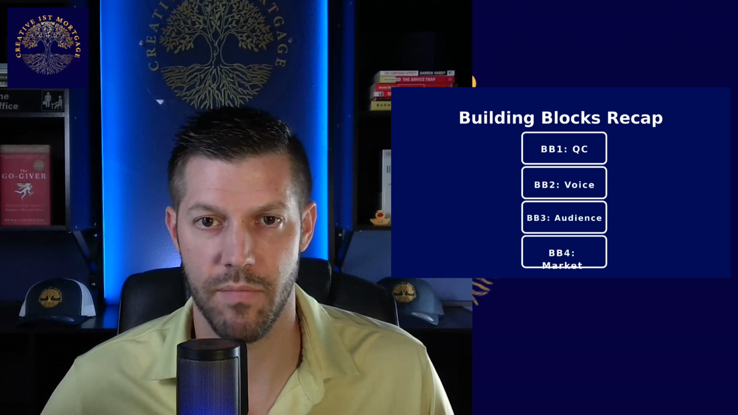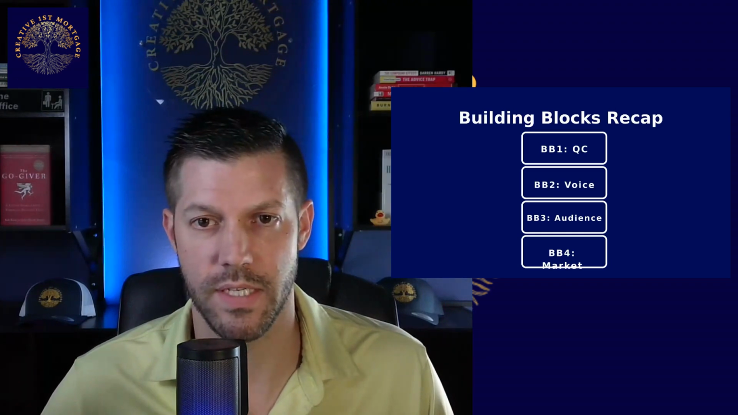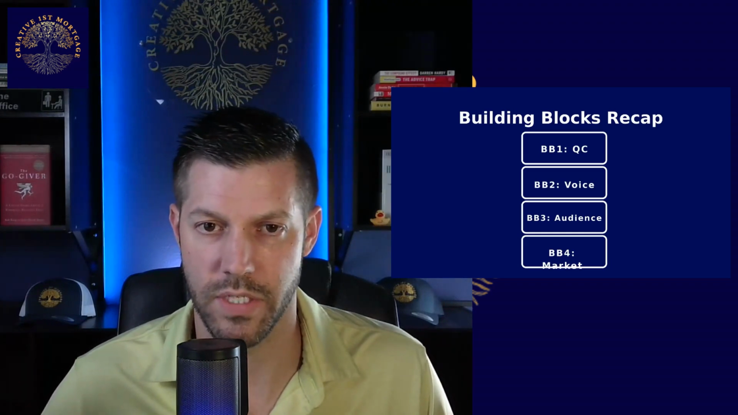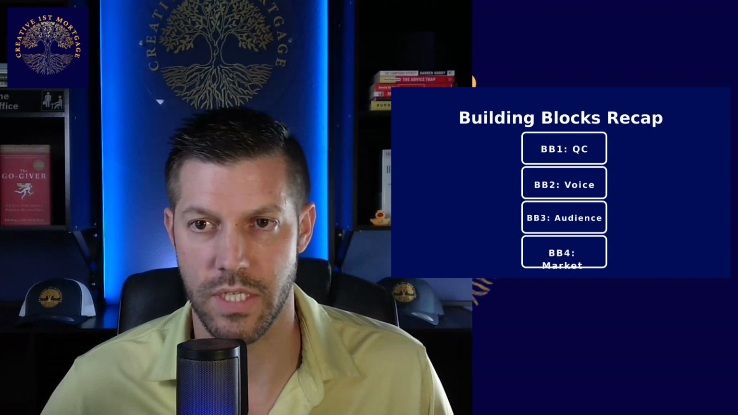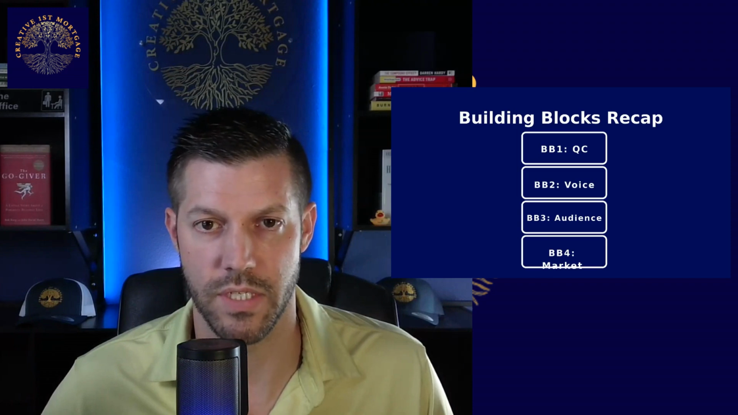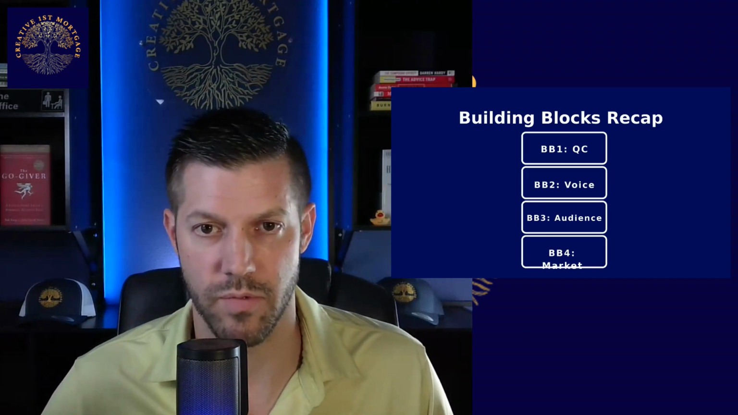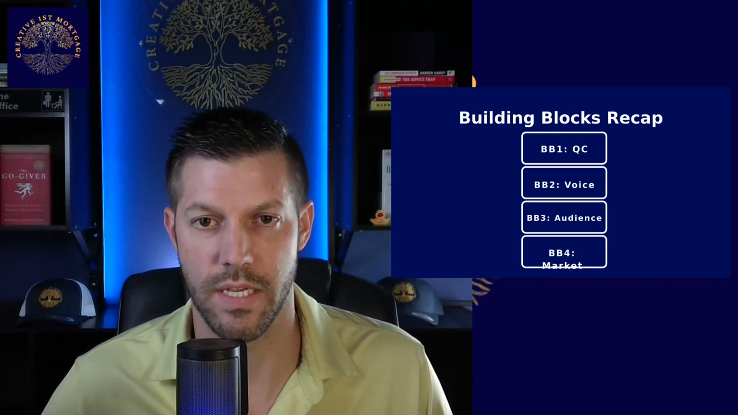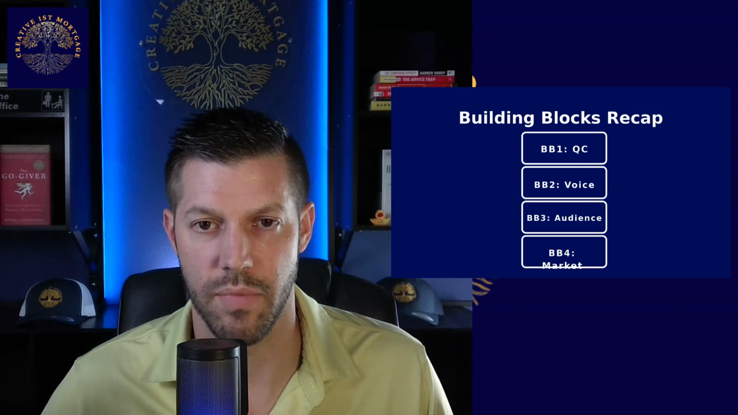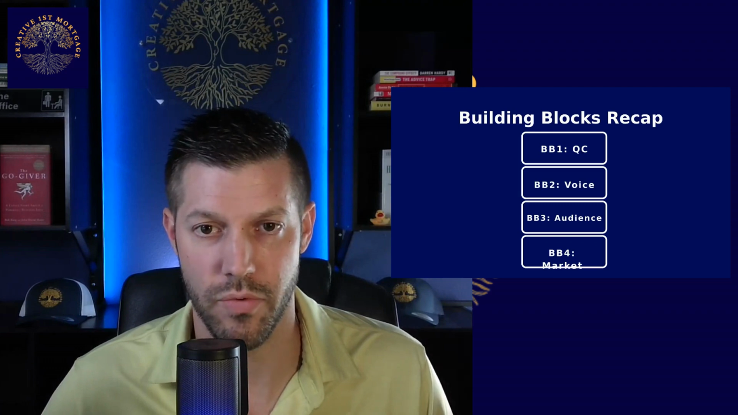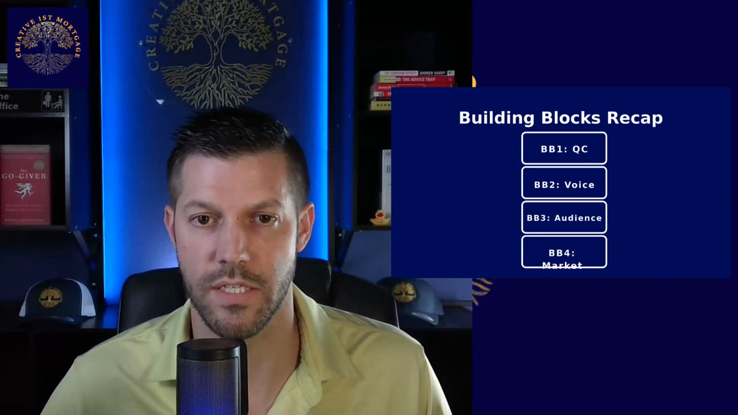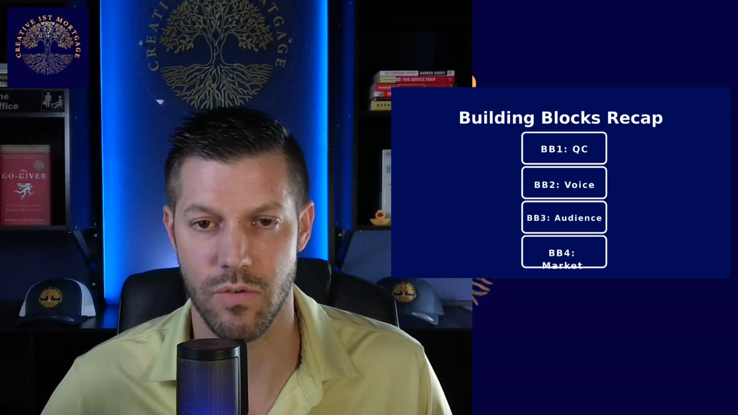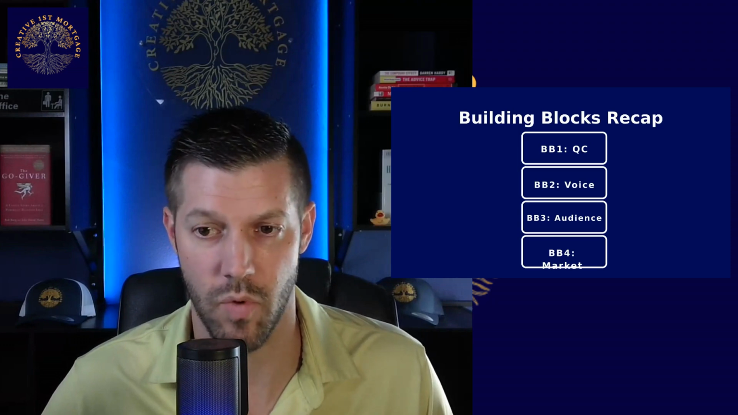As we talked about, our building blocks recapped: BB1 is QC, BB2 is voice, BB3 is the audience, and BB4 is the market. The QC sets it up so that it produces the language and outcomes we want. The voice is the tone and the ability to speak like you. The audience is who you're talking to, and the market is fine-tuning it to your location or a location that you wanted to market to.